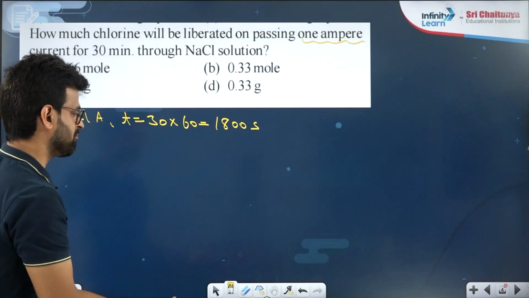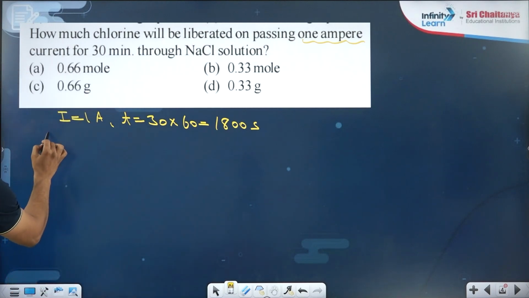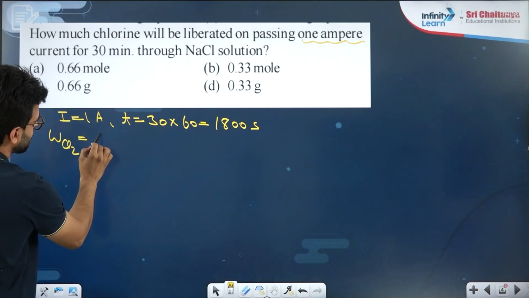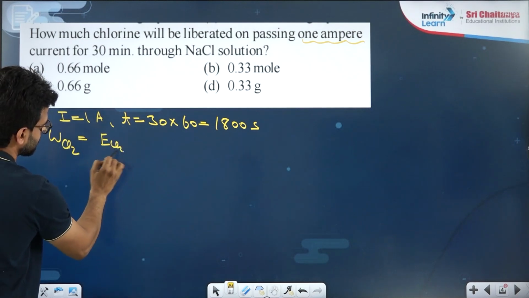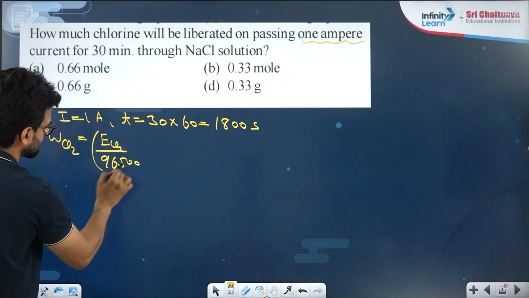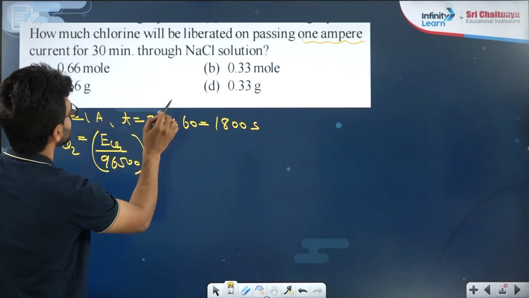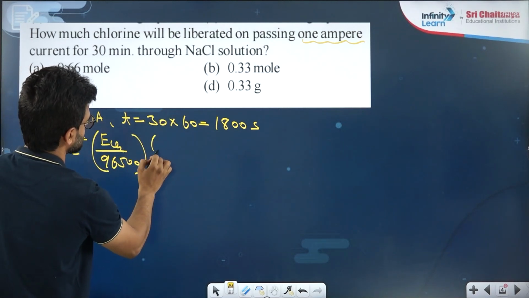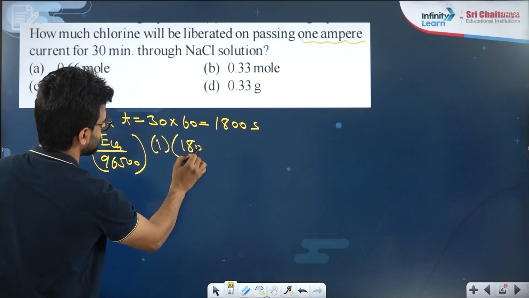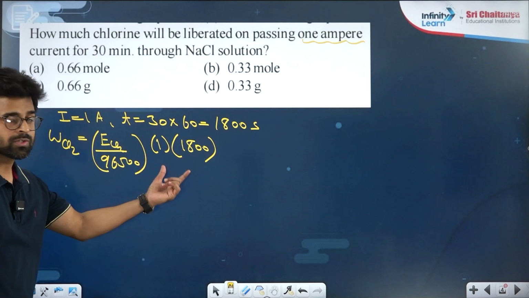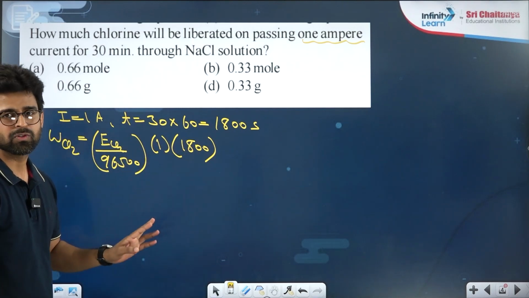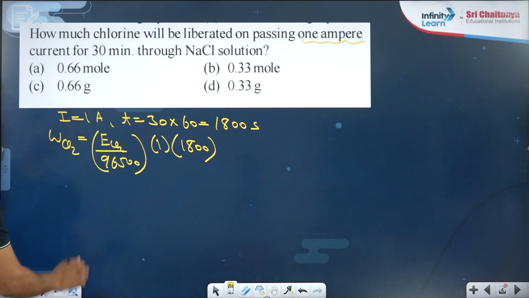Again apply the formula only. Weight of chlorine deposited will be the equivalent weight of chlorine divided by 96500, what this thing is giving to us: Z, the electrochemical equivalent, and I into T. So I is 1 ampere only, and the time is 1800 seconds, because Q equals I T, right? I is given, T is given. So if you solve it simply, you'll get an answer.